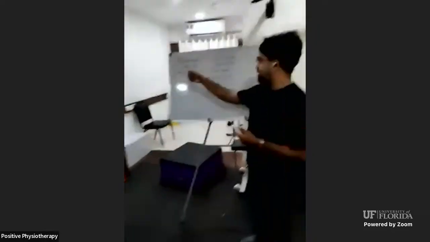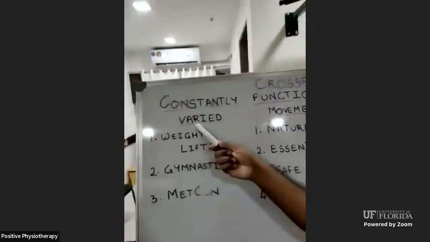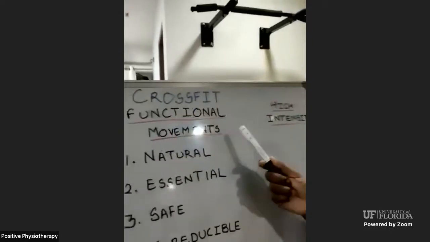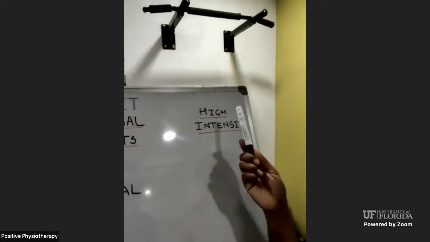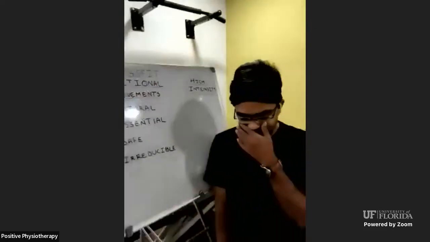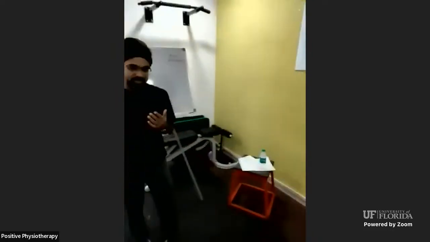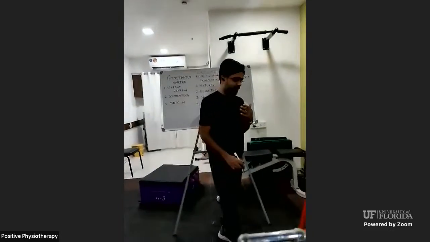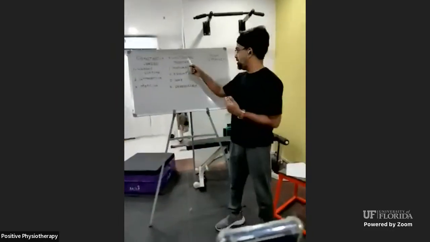The textbook definition of CrossFit is constantly varied functional movements at high intensity. Again, constantly varied functional movements done at high intensity. Now let's look at all these three terms one by one. First, let's look at the term functional movements. What is a functional movement? Functional movements are movements which we see in normal life.